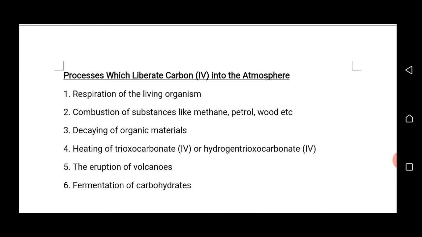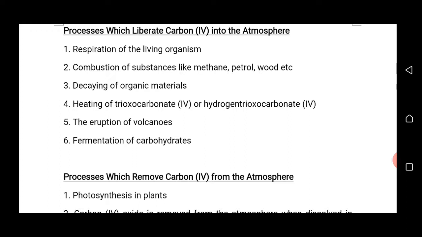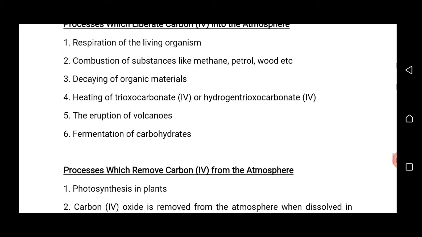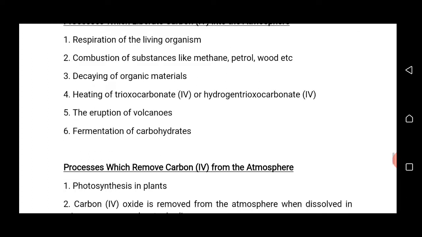The processes which liberate carbon 4 oxide into the atmosphere. So one of the processes which produces carbon 4 oxide into the atmosphere is respiration of living organisms. Respiration is the breaking down of glucose in our body to produce energy, carbon 4 oxide, and water. So as a result of respiration of living organisms, CO2 is produced or liberated into the atmosphere.